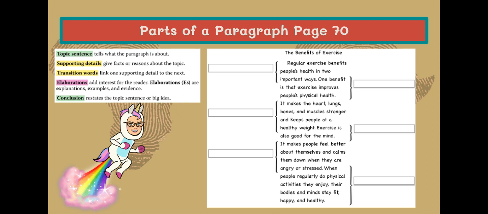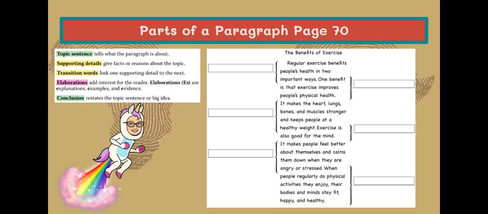Paragraphs are expanded through elaboration, including examples, explanations, or evidence. We'll look for information related to each supporting detail. A well-written conclusion will restate the topic sentence or big idea of the paragraph.